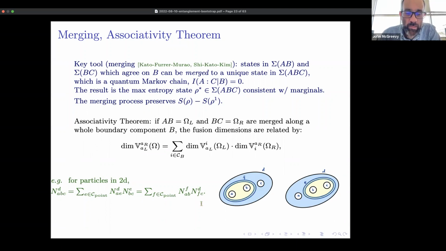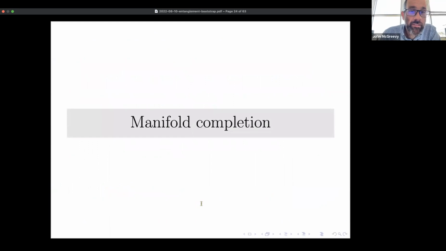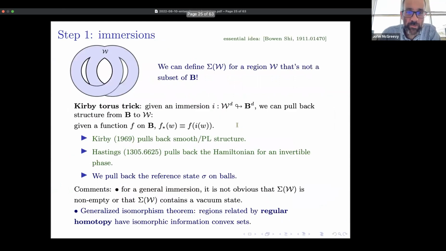So it's named after that example. All right, so that was a brief summary of entanglement bootstrap. And now let me try to tell you about this business of making closed manifolds.